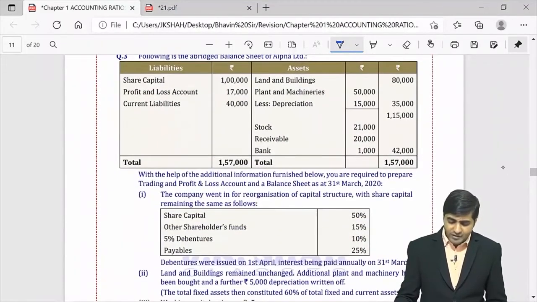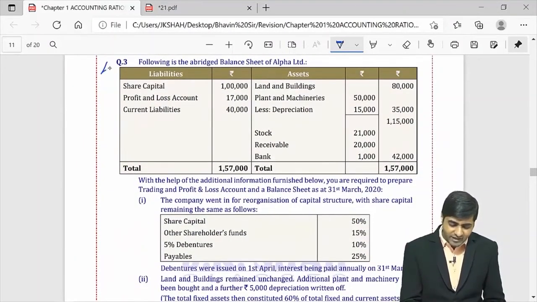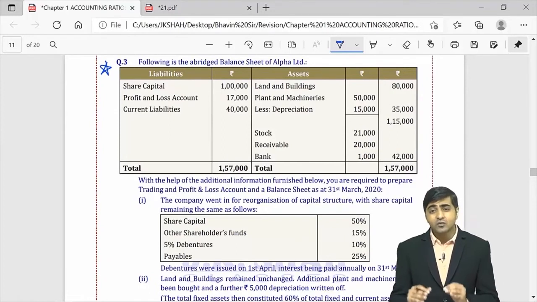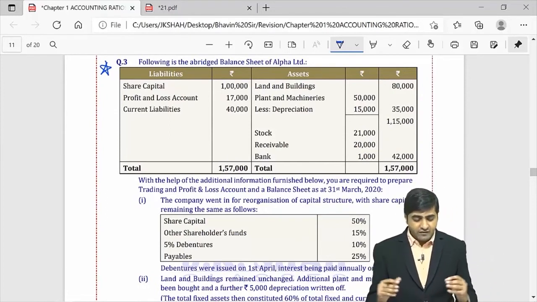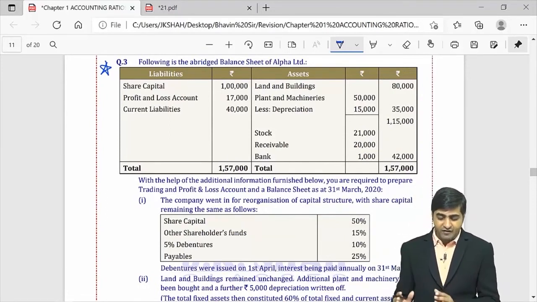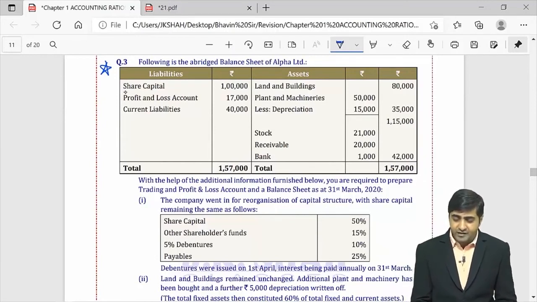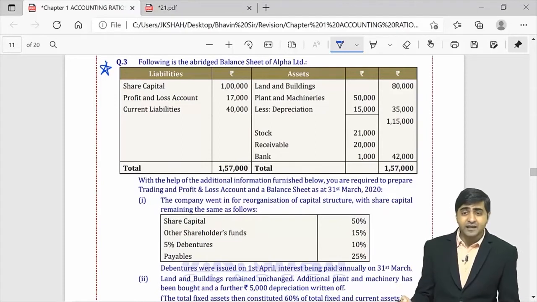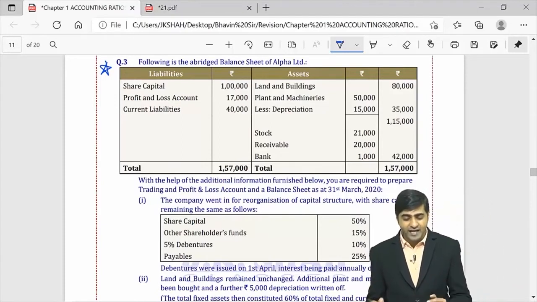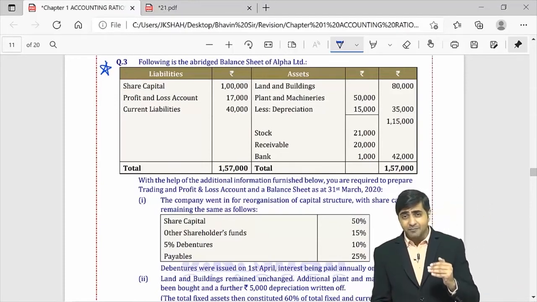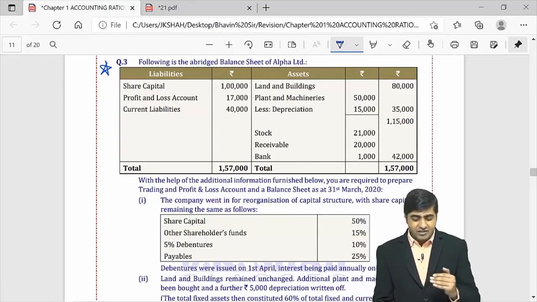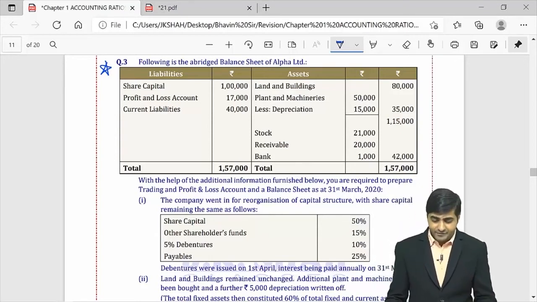Then guys, continuing with question number 3. Now this question is something which I would want you to revise even one day before your examination. We have this abridged balance sheet of Alpha, where we have share capital. If no information is given, this is nothing but your equity share capital. We have P&L account, we have current liabilities. On the asset side, we have land and building, plant and machinery less depreciation, stock, debtors and bank.